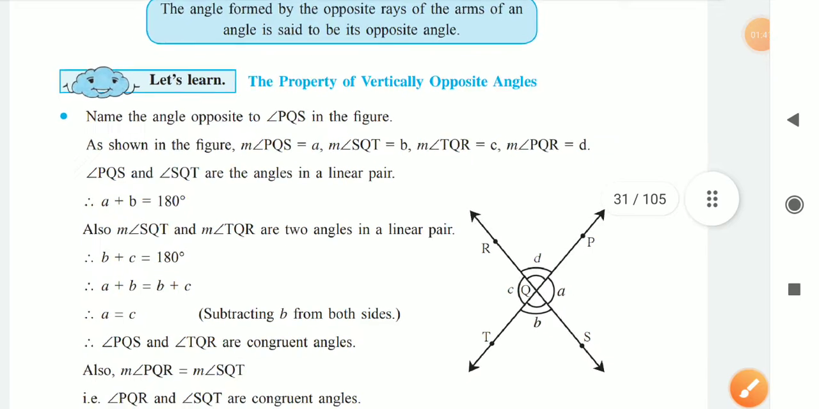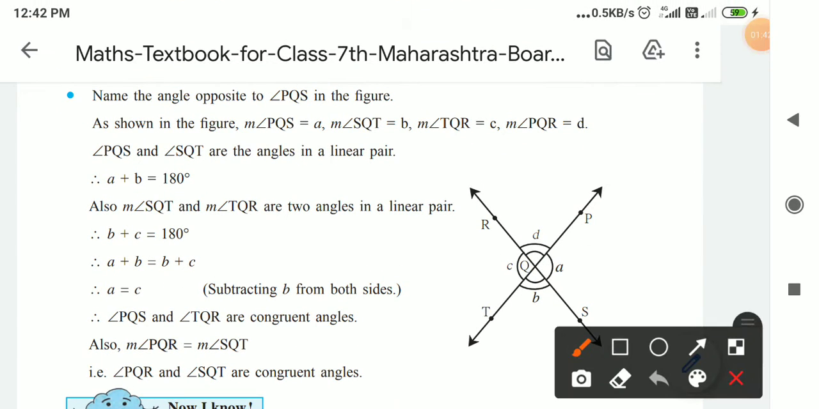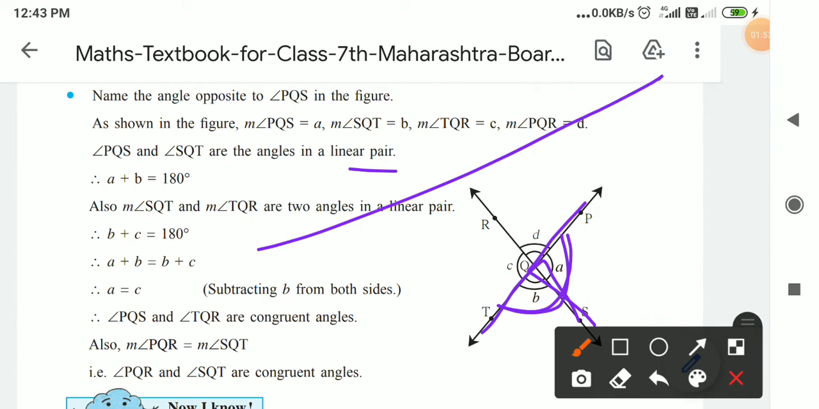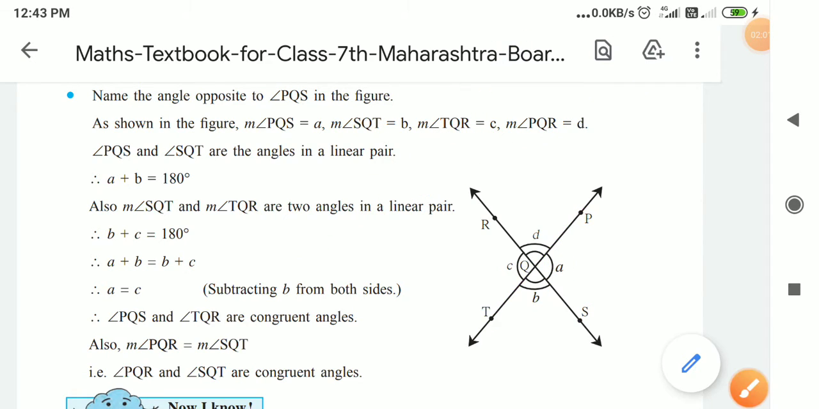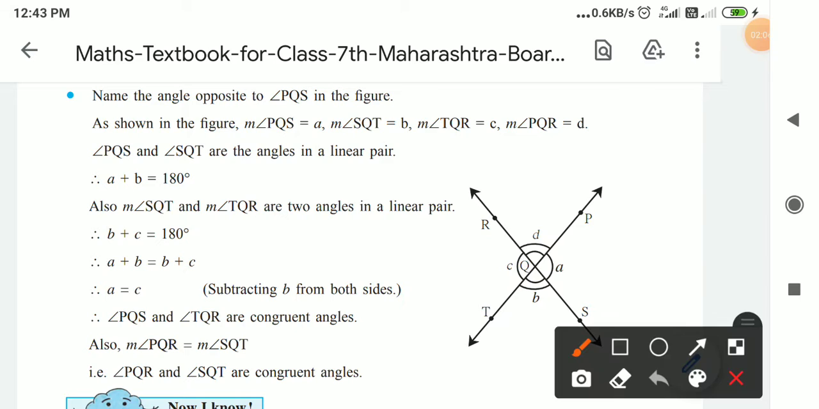Now PQS and SQT are angles in a linear pair. You know linear pair means angles that lie on a straight line. So these straight line angles are called linear pairs of angles. The measure of a linear pair is 180 degrees. So here it is written that A plus B is equal to 180 degrees.